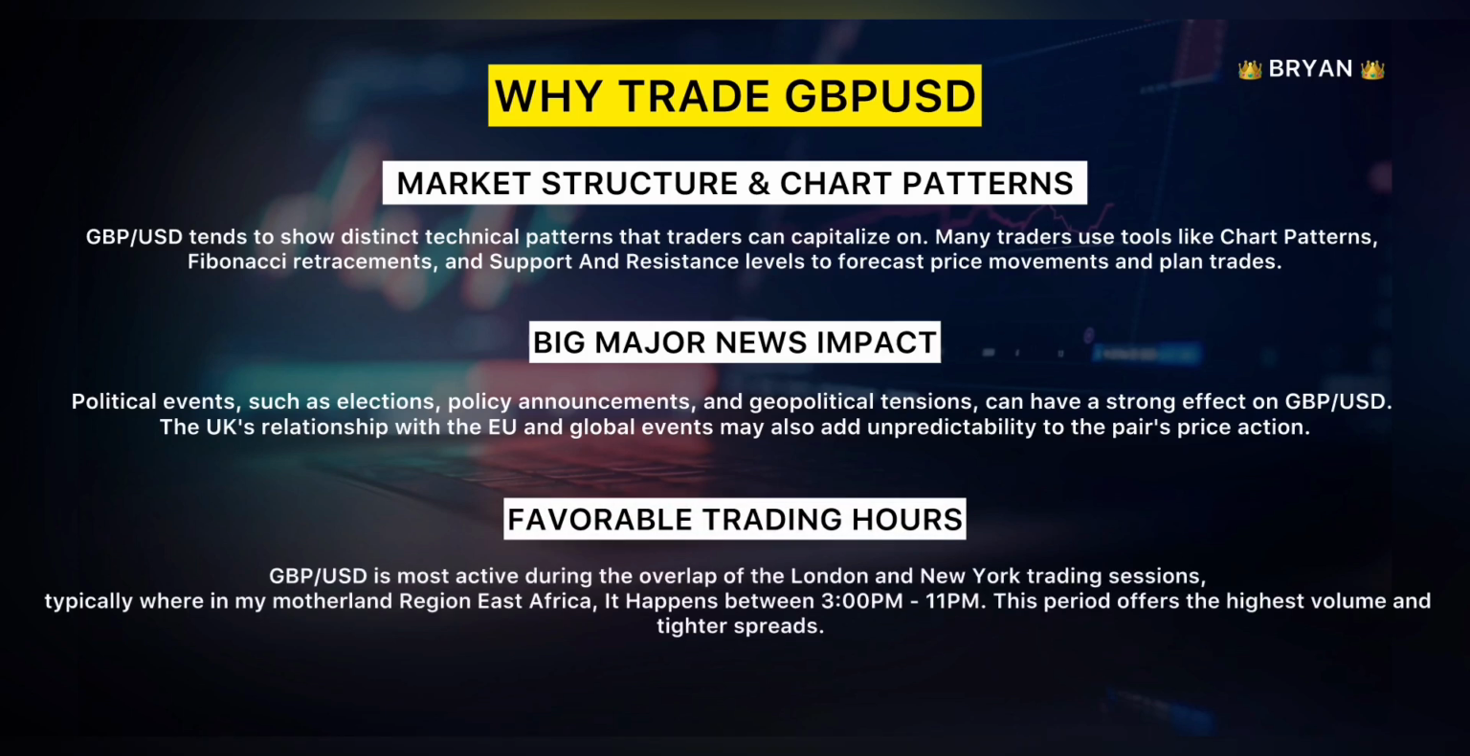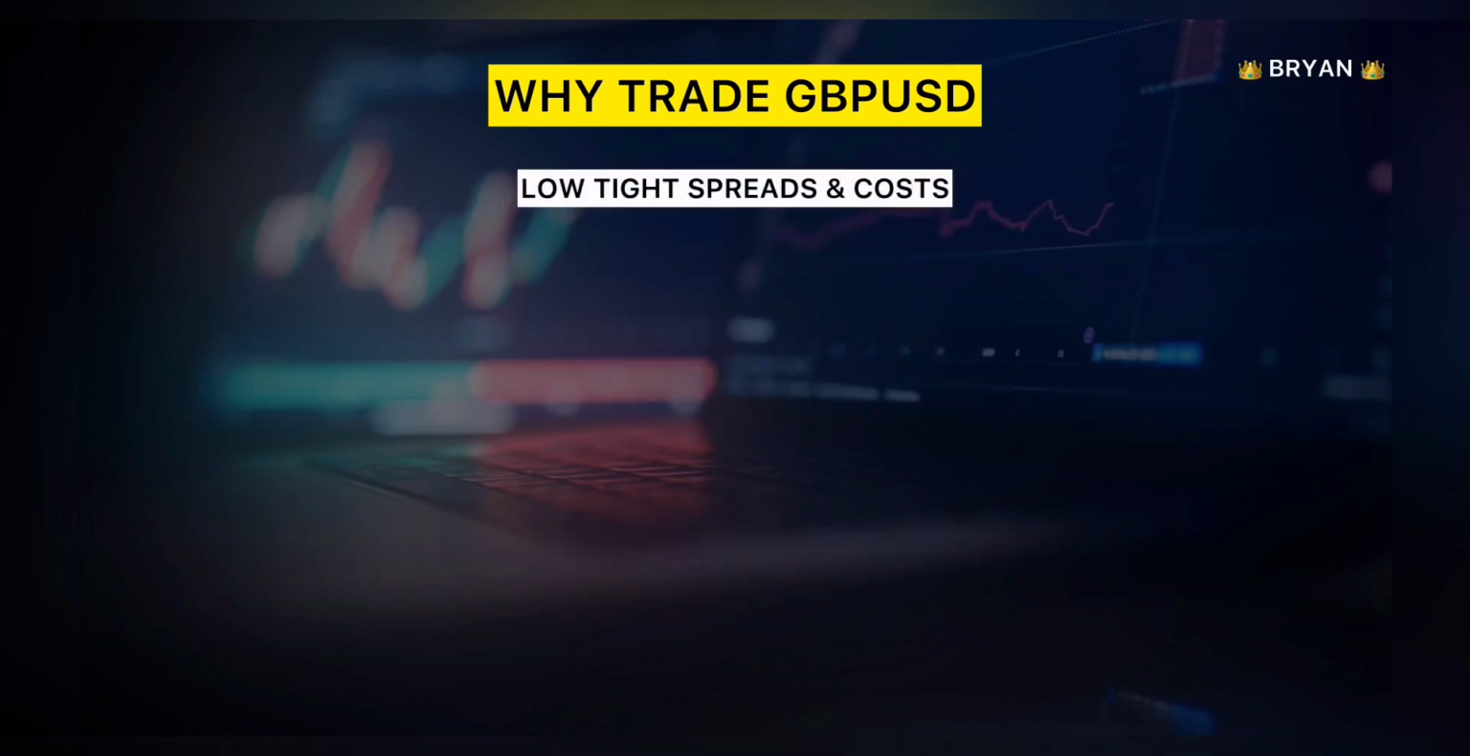Favorable trading hours. Pound sterling to US dollar is most active during the overlap of the London and New York trading sessions, which in my motherland region, East Africa, happens between 3 p.m. to 11 p.m. This period offers the highest volume and tighter spreads.